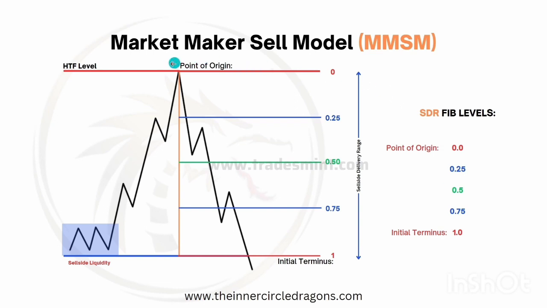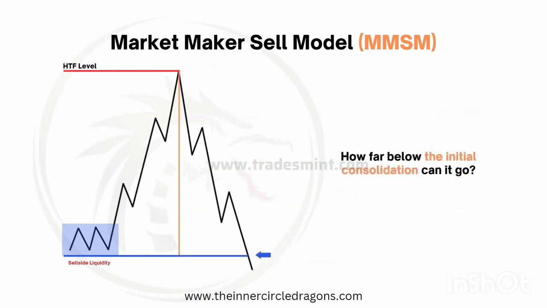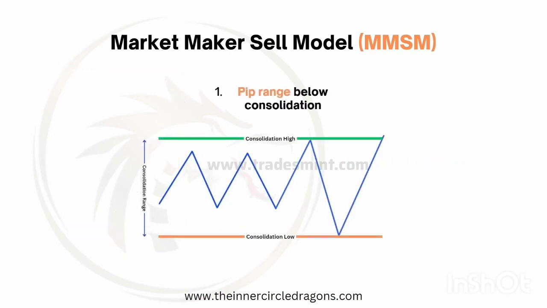We would anchor our fib from point of origin, which would be the high of the market maker sell model, to the initial terminus below the initial consolidation, and we would get a graded range of 25% increments. So how far below the initial consolidation can price go? Well, the initial consolidation would be our first target, but we can use calibration techniques to assess how far low we can go. Now, calibration techniques are going to involve a number of things.